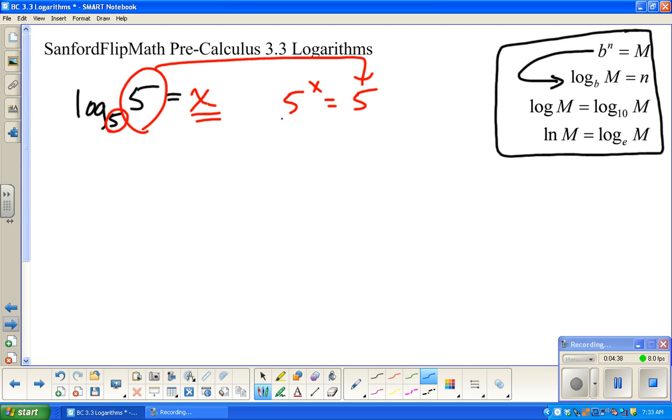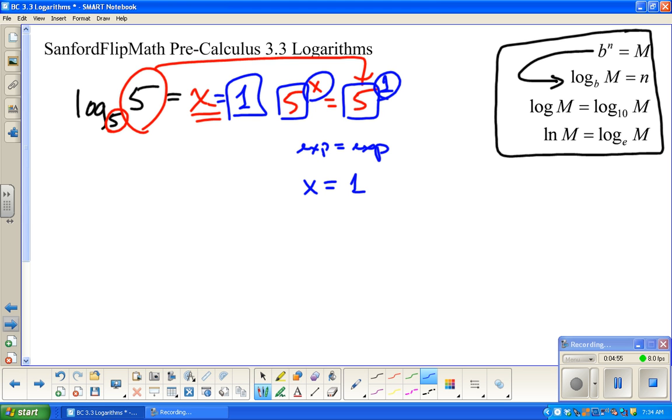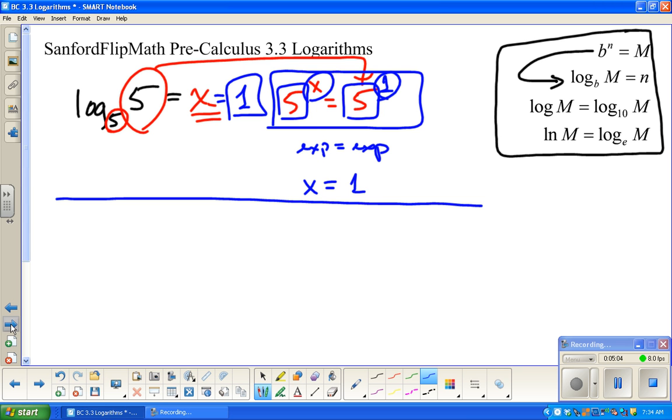Since these bases match, the exponents have to be equal to each other. Well, I don't see an exponent for this 5, so you're just going to stick it in there and say, oh, it's 1. So in other words, x equals 1. So the answer to log base 5 of 5 is 1. I would highly recommend, until you get super comfortable with this, writing out this exponential form. Rewrite it in exponential form first, and then make the exponents equal to each other.